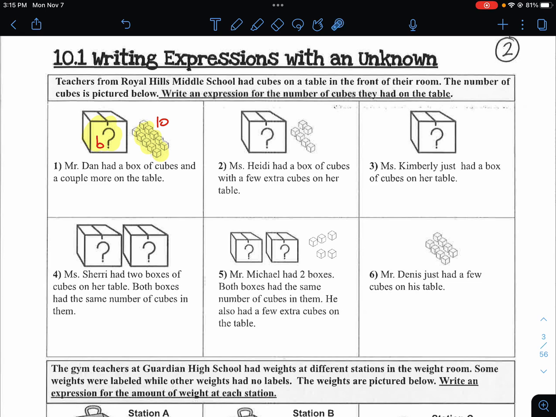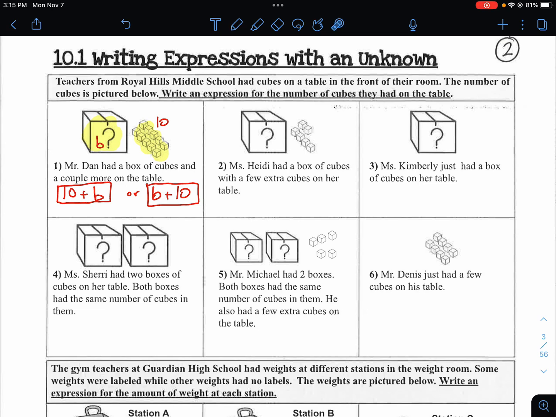And so I could say, well, he has 10, and he has another box of cubes, which we don't know. 10 plus some other number that we don't know. So we could say he has 10 plus b. Now, what is b? Well, it's a number that we don't know. So we can say he has 10 plus b, or b plus 10. They both mean the same thing, 10 plus b or b plus 10.